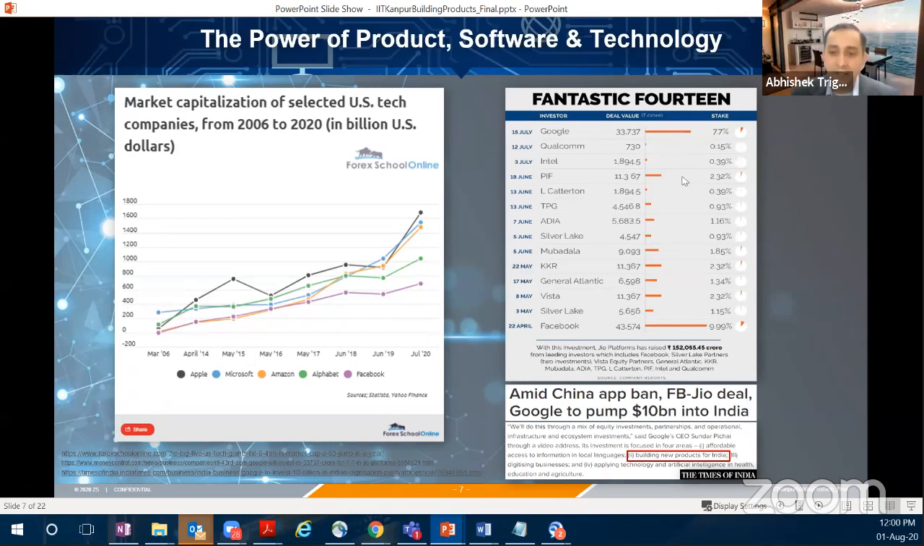But the key takeaway from this slide is that if you can build the product the right way and combine the power of product, software, and technology, it has a huge multiplier effect. It has a huge nonlinear effect, which I was referring to.